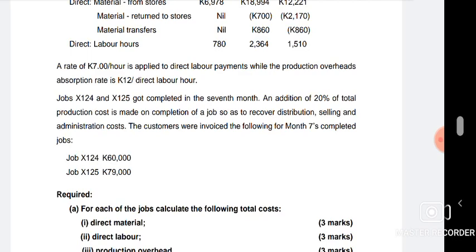So what we'll do is first add up everything to get your total, because they said total production cost, an addition of 20% of your total. So how do you get total production cost? First of all, you add material, add labor, add the production overhead cost that we just finished adding, and then finally when you add up those, they give you the total. On that total, they're saying a 20% increase has to be made. So let me show you what they did to arrive at that 54,612 for this particular job.